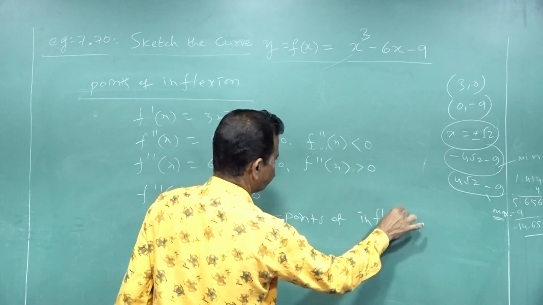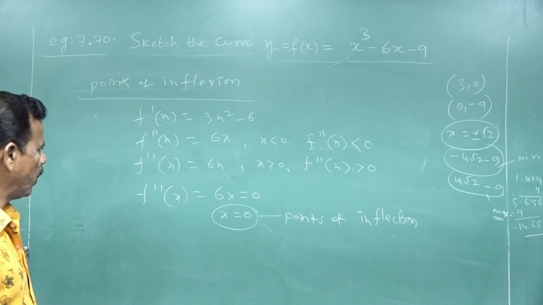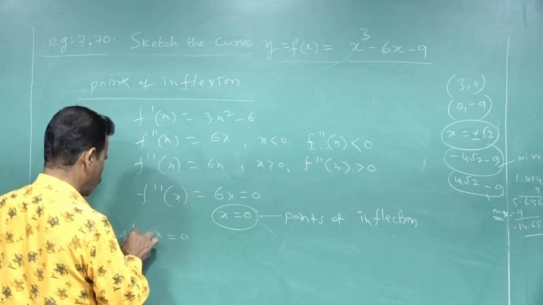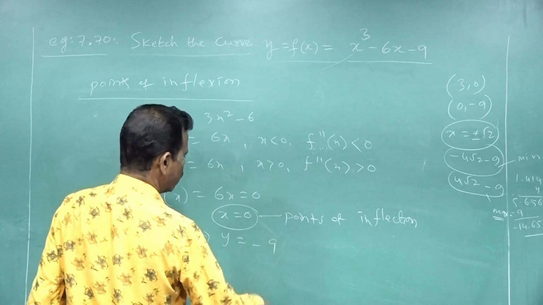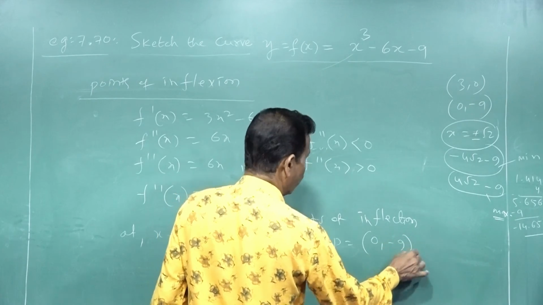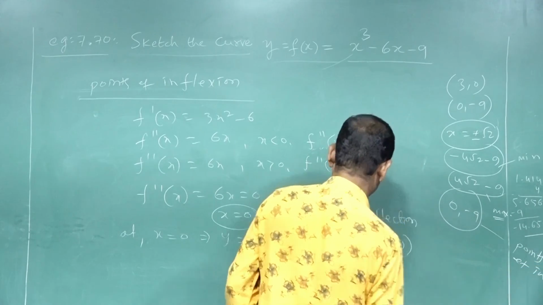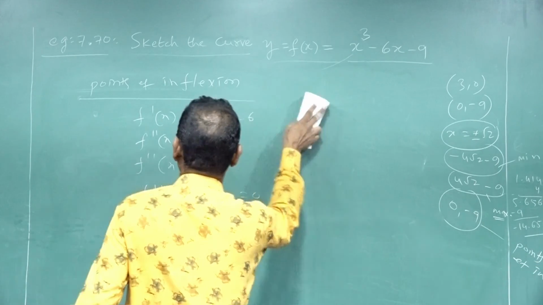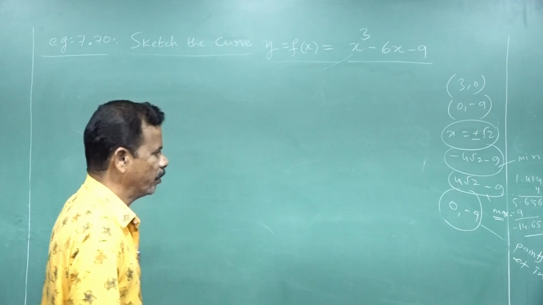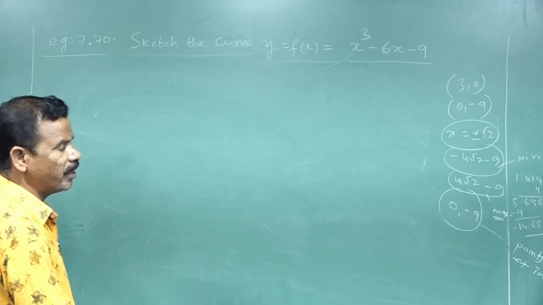Okay, at x equals 0, point of inflection. So at x equals 0, what is the y value? y is equal to minus 9. So the point of inflection is the point 0 comma minus 9. This is the point of inflection. Concavity was also defined already. If the value is negative, the curve is downward; if positive, the curve is upward.